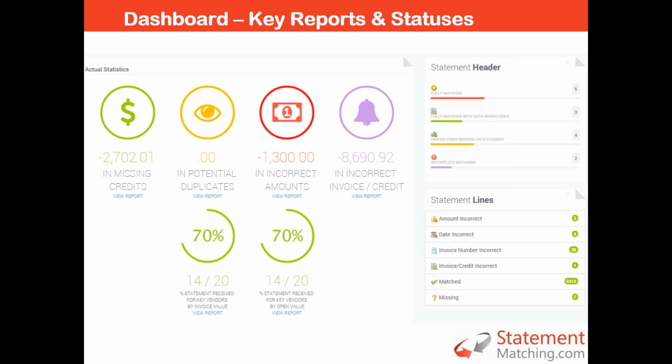The next one down, fully matched with data mismatches. This means that all of the information has managed to marry up with all of the information on your ERP system, but there might be something, it's pretty sure that it's found the line, but it just wants to draw your attention that one of the headers may have been entered incorrectly on your ERP system. Next one down, unpaid items missing on a statement.